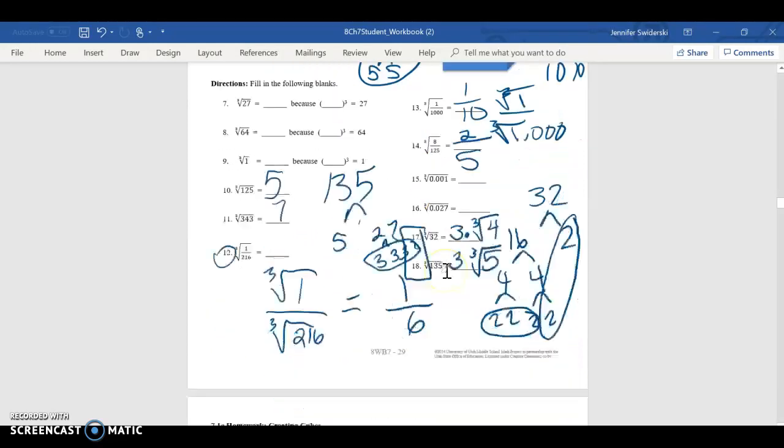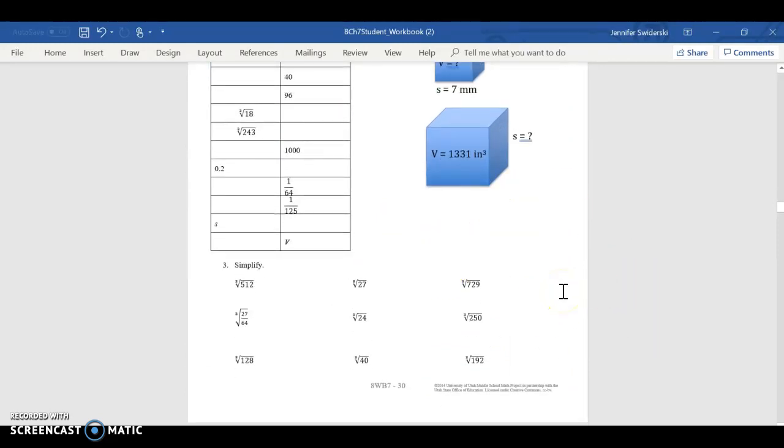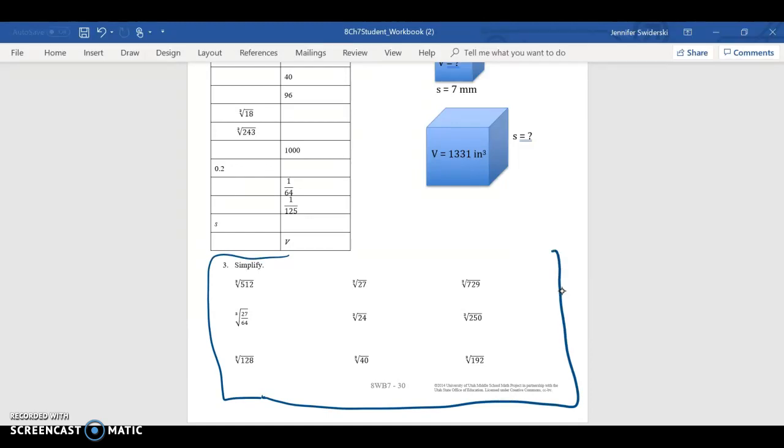All right, let's go ahead and scroll on down. So what I want you to try on your own is the problems down here that we have not filled out yet. When you are done with this, I'm going to have you come show them to Ms. Swiderski and conference with me. Again, same thing as simplifying squares, but we're trying to find groups of 3.